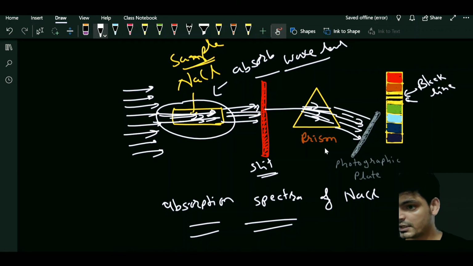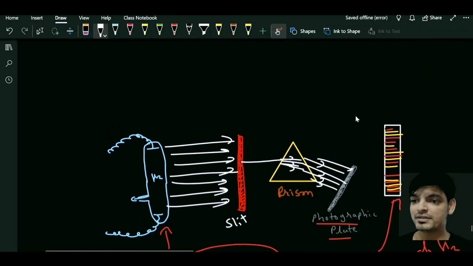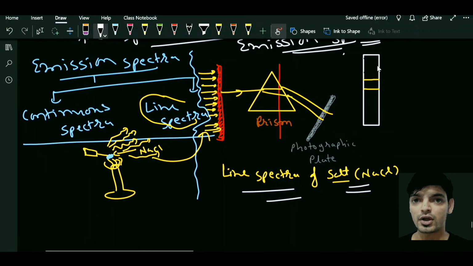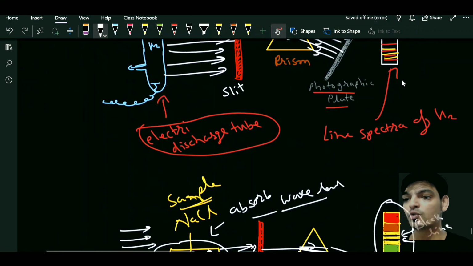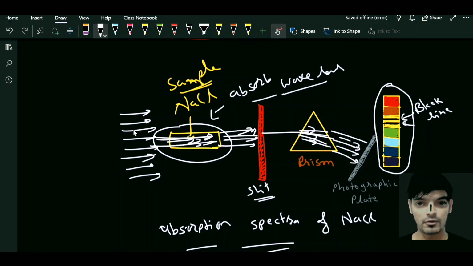Why? See here, if you take NaCl and take the emission spectra, then you will not get the other colors, instead you get only one color, the yellow color. And in the absorption spectra you can see that we are not getting that yellow line here. So absorption spectra and emission spectra are totally opposite for any kind of compound.